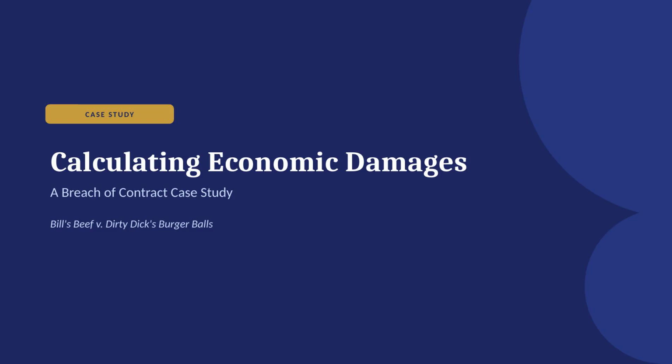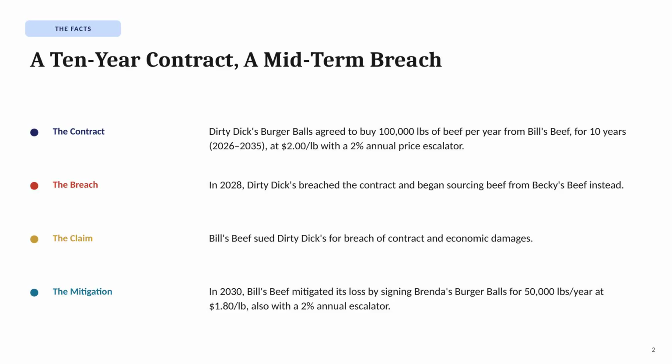This video illustrates a simple case study on calculating economic damages in a breach of contract dispute. Here are the facts of this case study. Beginning in 2026, Dirty Dick's Burger Balls agreed to buy 100,000 pounds of beef from Bill's Beef over 10 years at $2 per pound with a 2% annual price escalation.